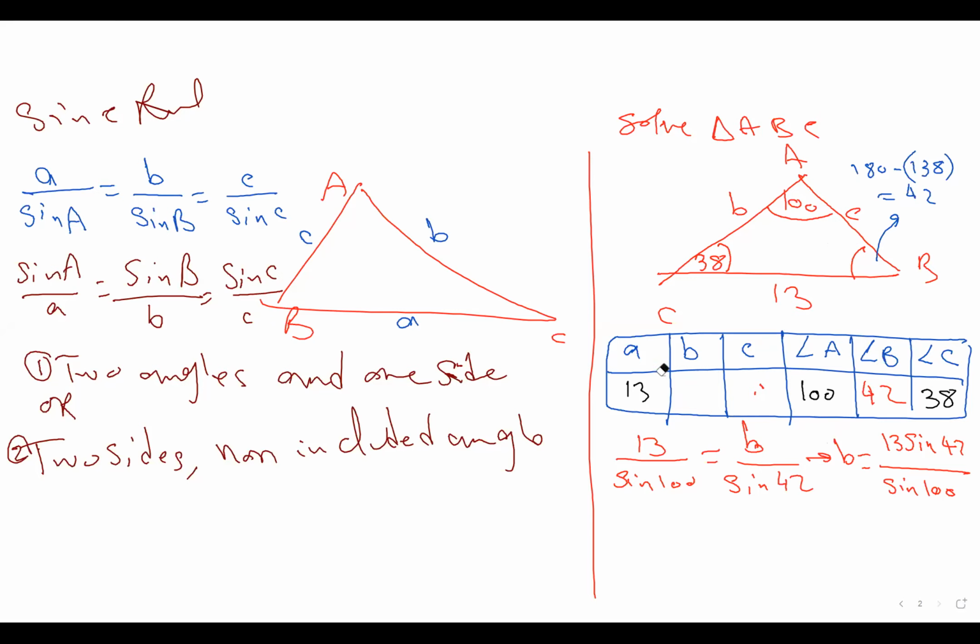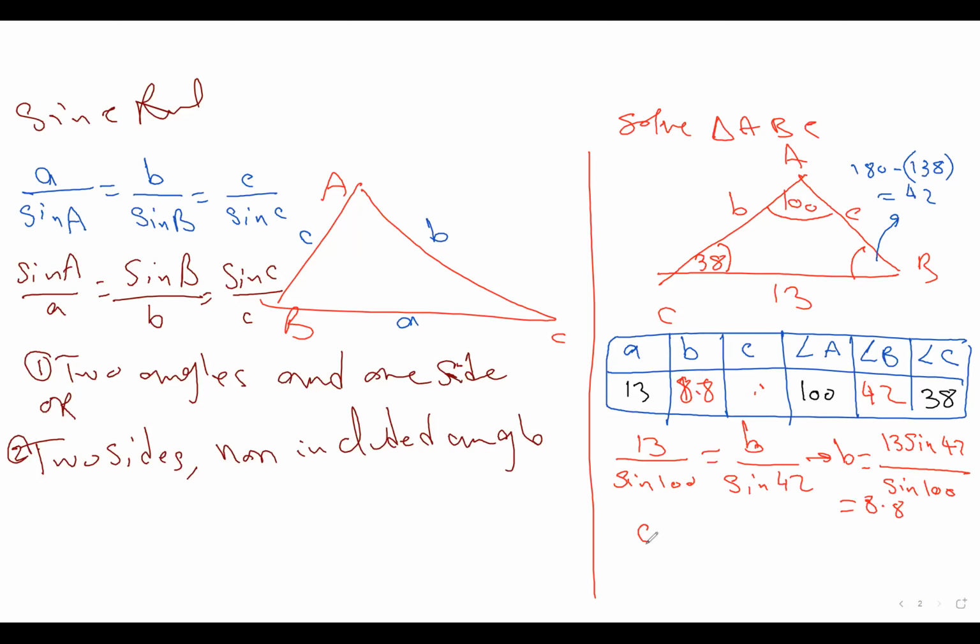Okay, complete the solution. B equals how much? Calculate by using calculator please. 13 sine 42 over sine 100. Could you calculate it, please? It will equal 8.8. Then B equals 8.8. What about C? Can you find C?